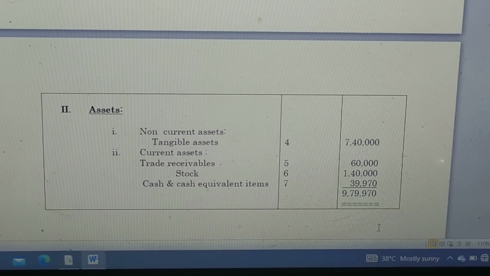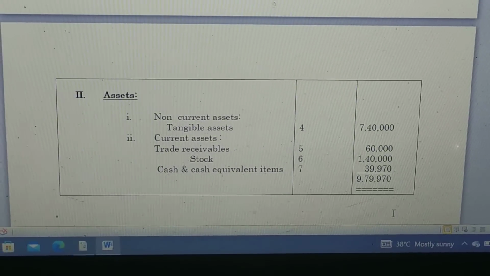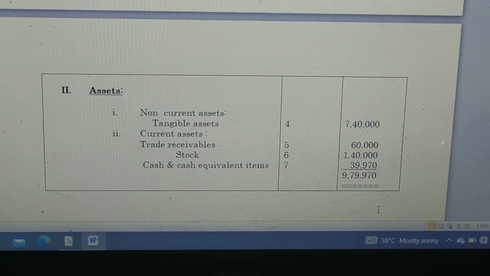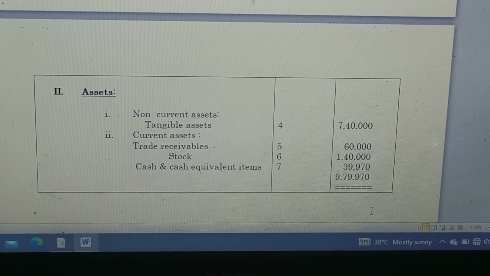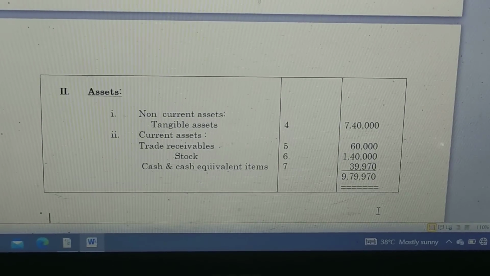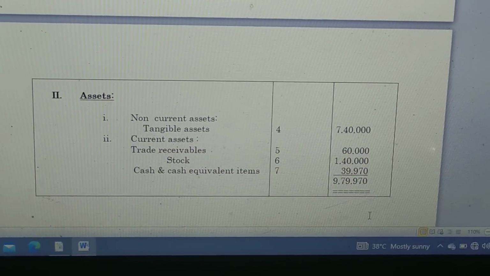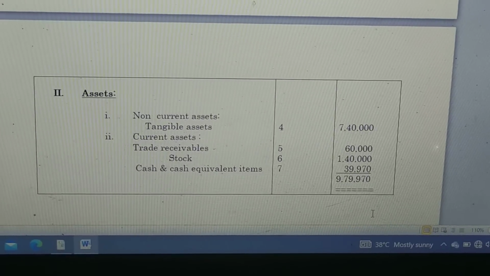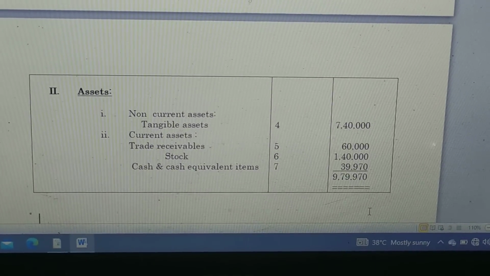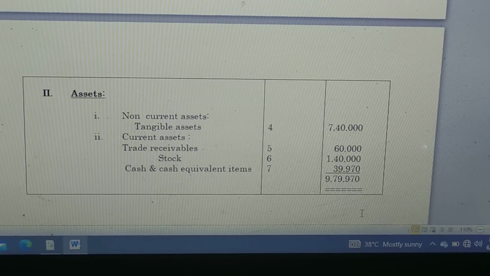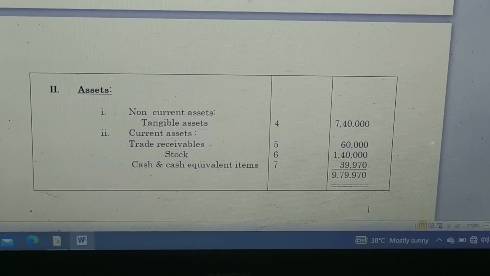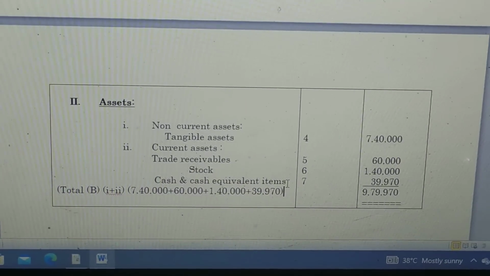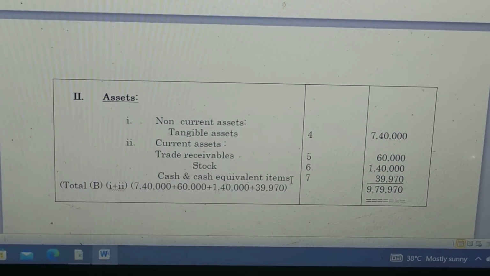Then we have to mention the current assets. Under the current assets, we have to mention trade receivable, that is note number 5 heading. Note number 5 total is 60,000. And we have to mention the stock, that is note number 6 heading. Note number 6 total is 1,40,000. And we have to mention cash and cash equivalent item, that is note number 7 heading. Note number 7 total is 39,970. So we get the total assets of 9,79,970. It means 7,40,000 plus 60,000 plus 1,40,000 plus 39,970. That's all.